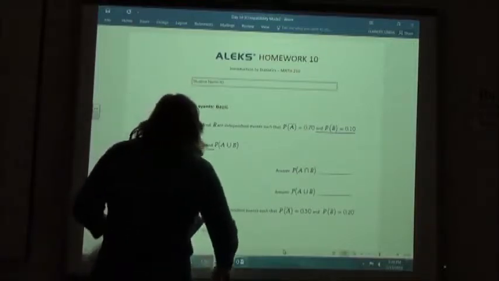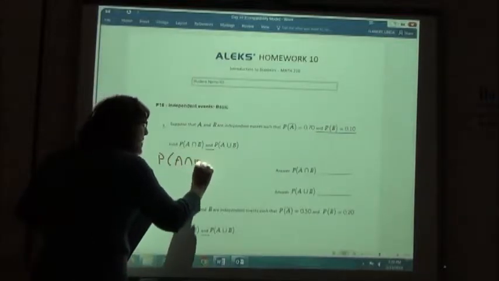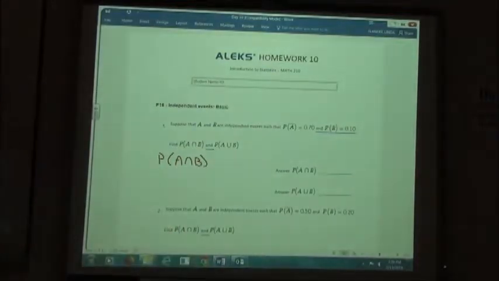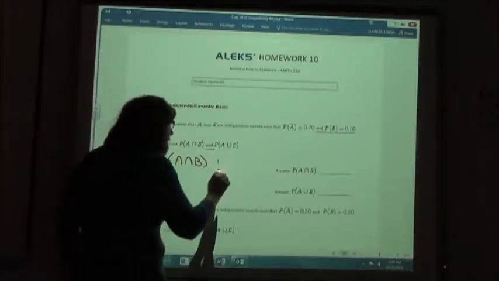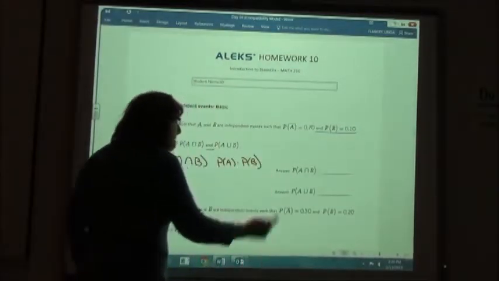So first one, we are going to do the probability of A and B happening at the same time. In order to find the probability of A and B happening at the same time, we're just going to find the probability of A and multiply it by the probability of B.